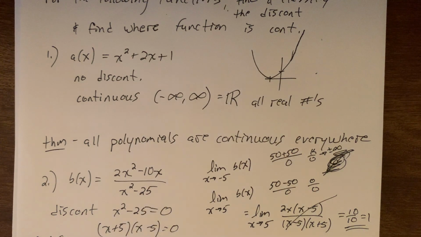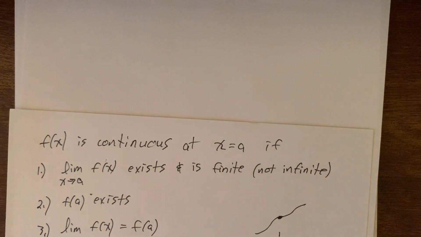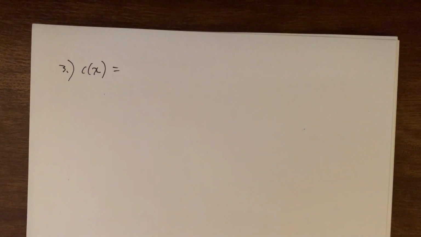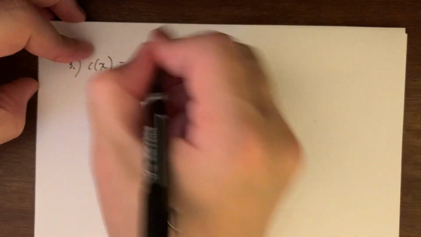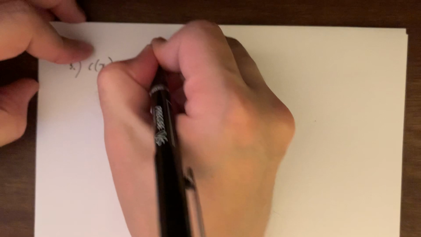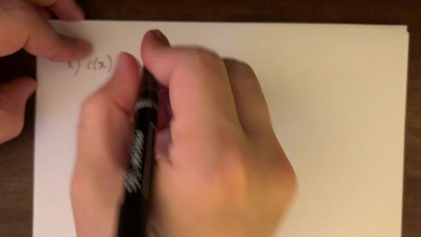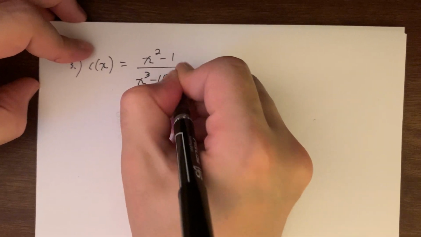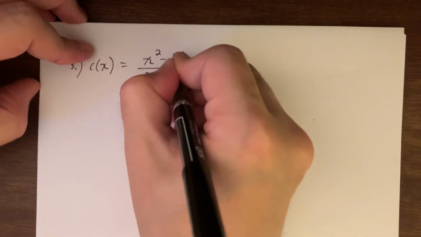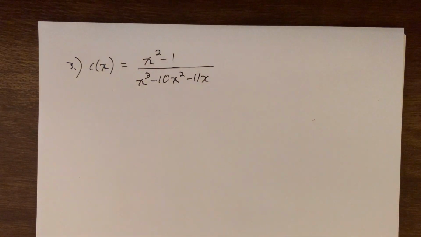Okay, let's do that again. That's a mouthful. That was not the easiest problem, so let's see pretty much all of that again. Let's take a look at number 3. Still the same directions. We're still going to go do the whole kitchen sink. C of x. Let's look at the function. We'll do x squared minus 1 all over x cubed minus 10x squared minus 11x.